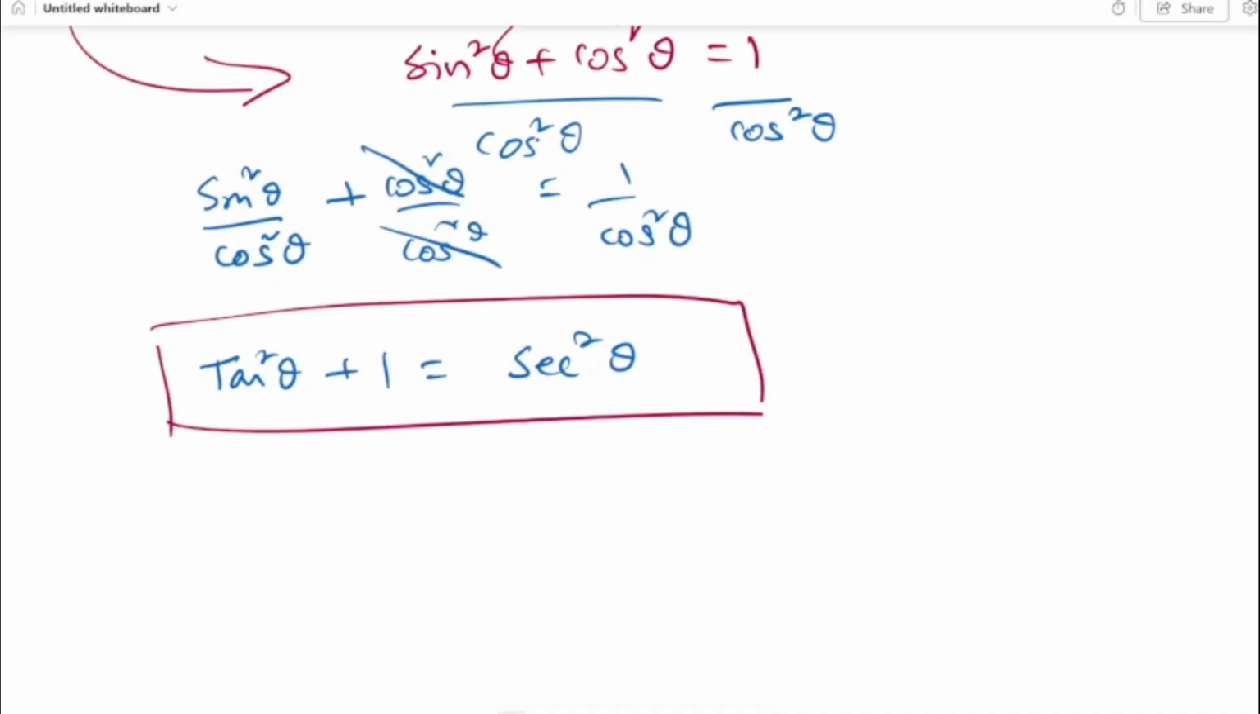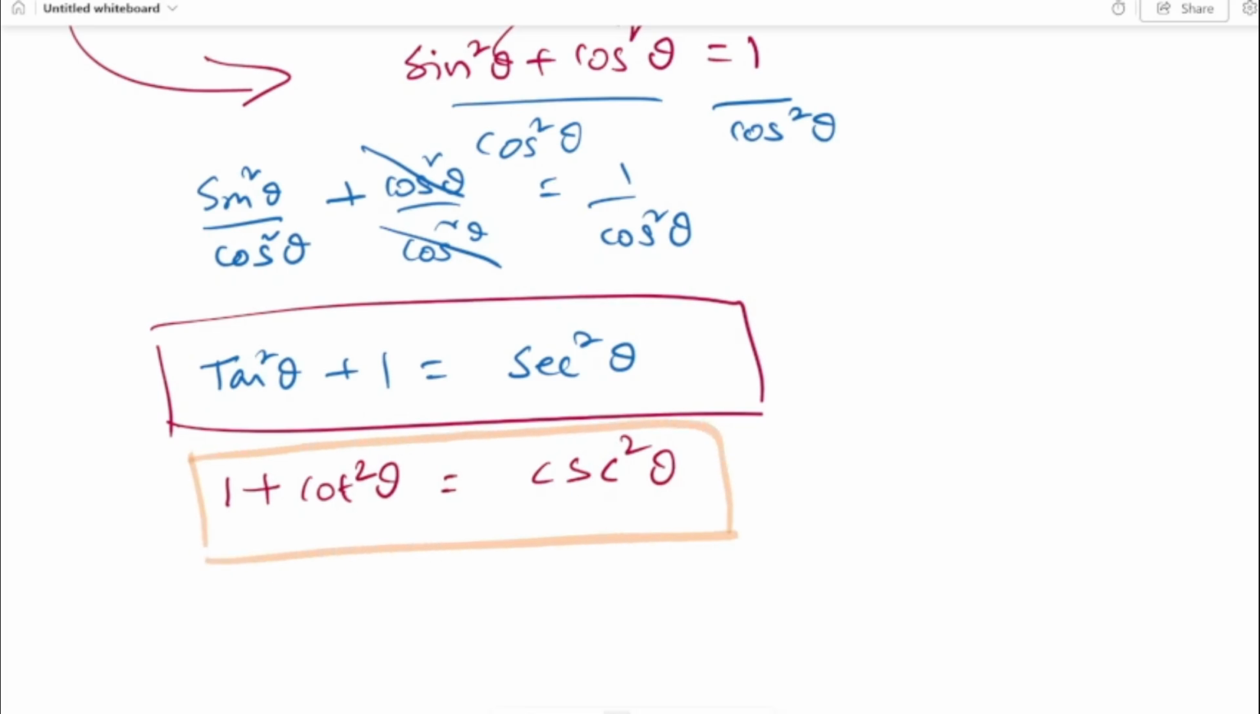Likewise, if I divide the original equation sine square theta plus cos square theta equal to 1, on both sides with sine square theta, I'll get a different equation. 1 plus cot square theta equal to cosecant square theta. This is one more. Got it?